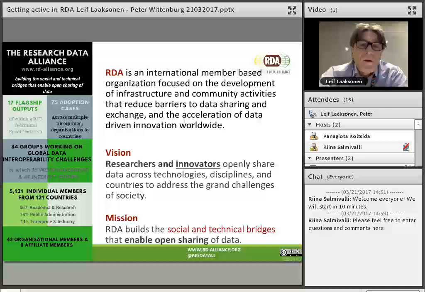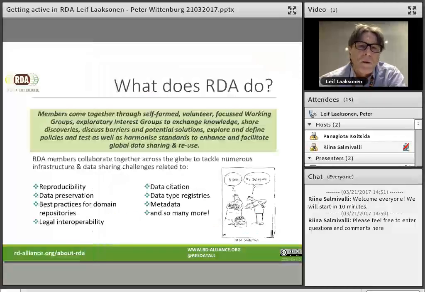On the slide on the left side, you can see a bit of the wall of honor in a way, because there are some details, like we have 17 flagship outputs from RDA currently. We have about 75 adoption cases, and we have about 84 different groups working on data-related challenges, and we have more than 5,000 individual members. So it's really a major enterprise. It's not something small. And I will come back to this a bit later as well.